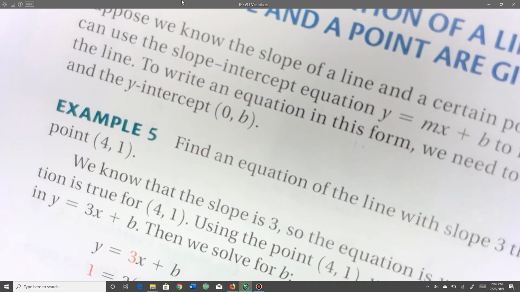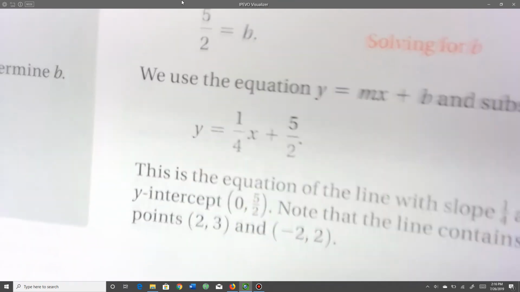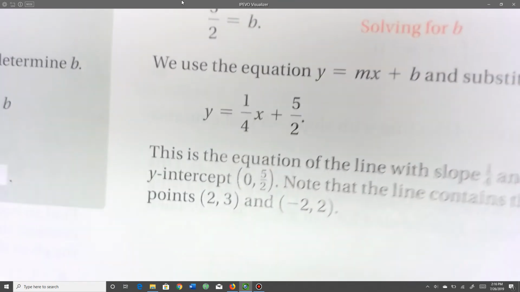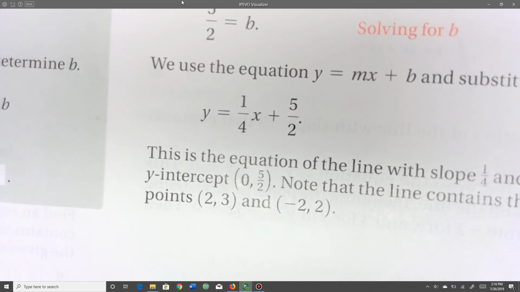Let me just turn pages here and show you that it is correct. So the book says that we are correct. So that should be your equation. And that's it for this section, and I will see you on the next.